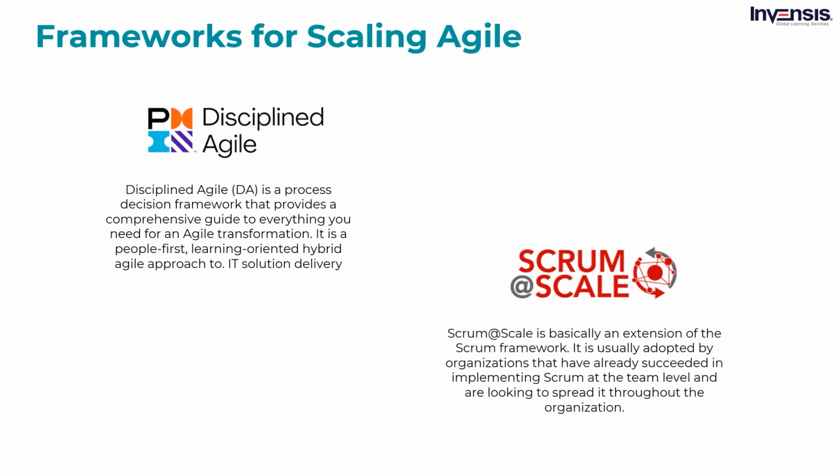Lastly, we have Scrum at Scale. Scrum at Scale is basically an extension of the Scrum Framework. It is usually adopted by organizations that have already succeeded in implementing Scrum at the team level, and are looking to spread it throughout the organization. The main goal here is to align growing organizations around one common and shared set of goals. Coordination is managed through a Scrum of Scrums, which is a daily meeting where multiple Scrum Masters and Chief Product Owners meet to discuss their work and progress.